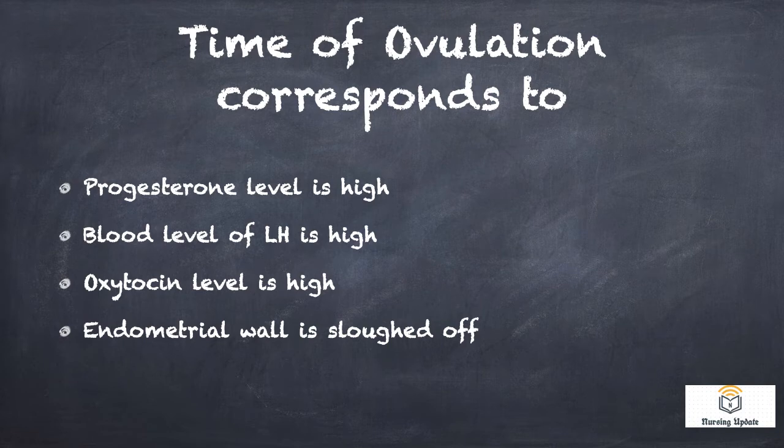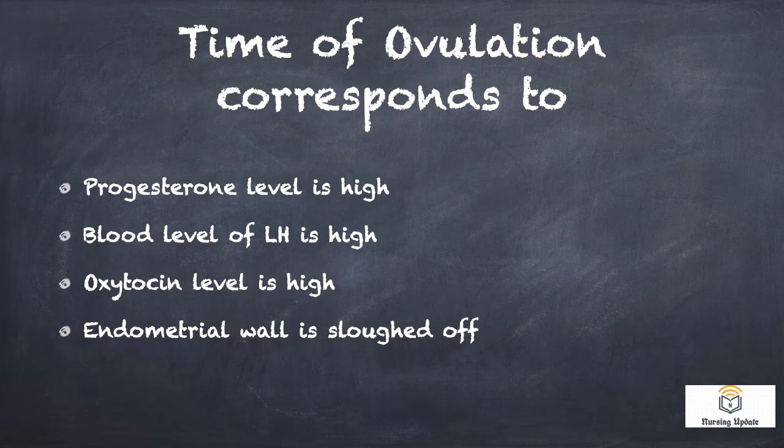Coming to the next MCQ: time of ovulation corresponds to. What is ovulation? The ova gets released and is ready for fertilization. It is getting ready to meet with the sperm. That is known as ovulation. In that particular ovulation time, which hormone will be elevated? This is the question. Progesterone level, blood level of LH (luteinizing hormone) is high, oxytocin level is high, or endometrial wall is sloughed off.